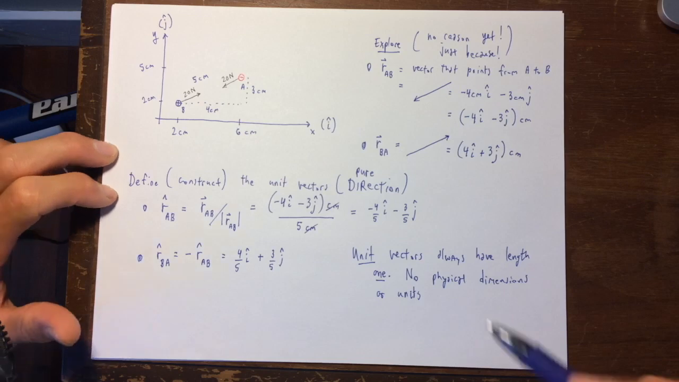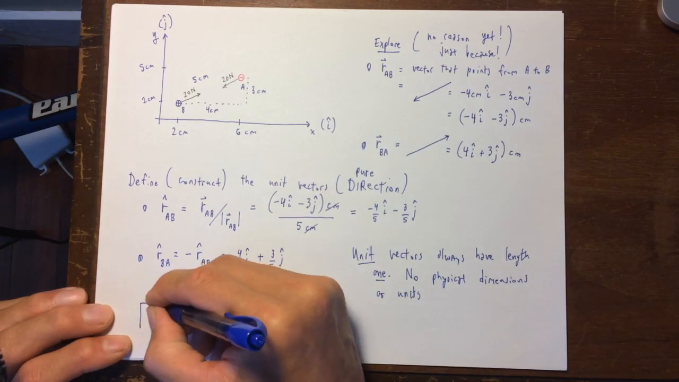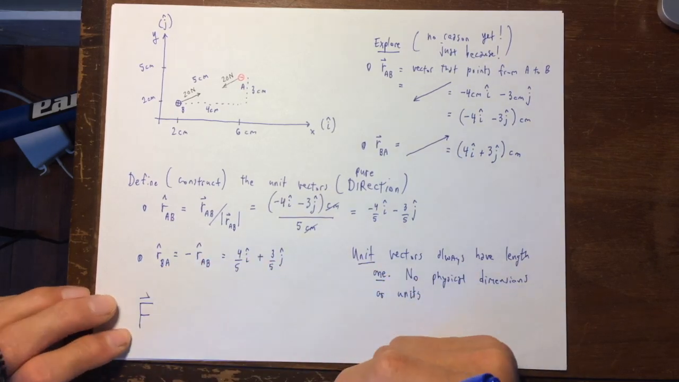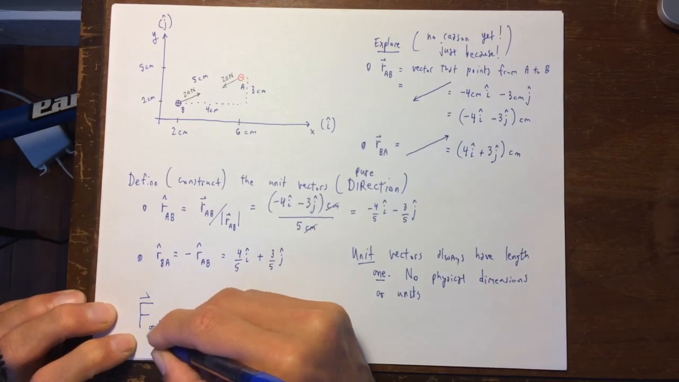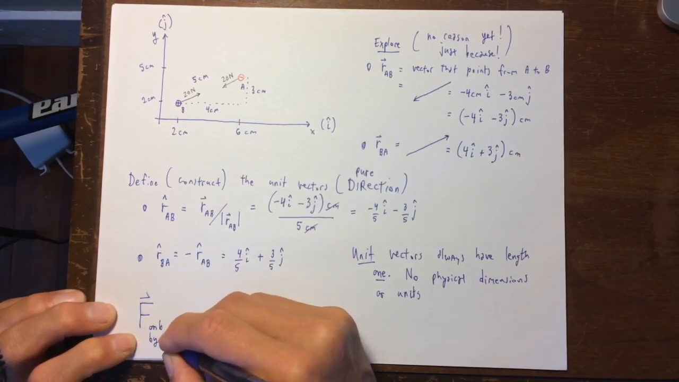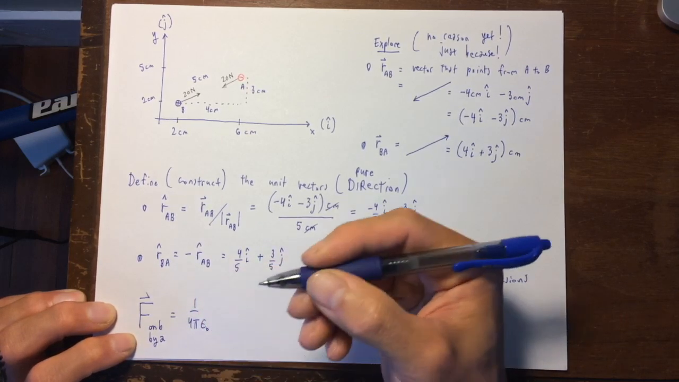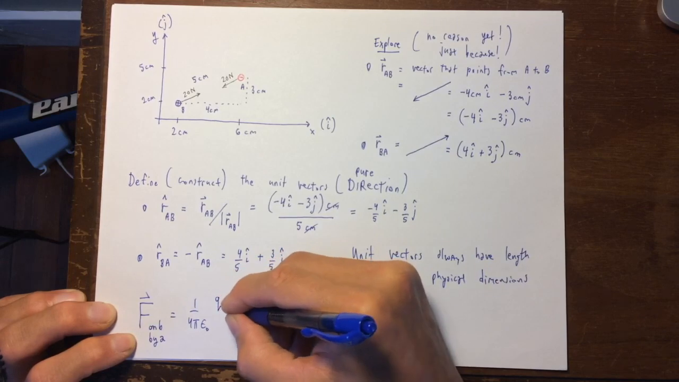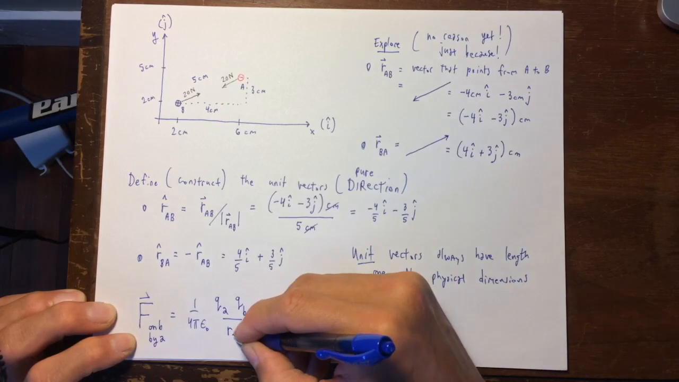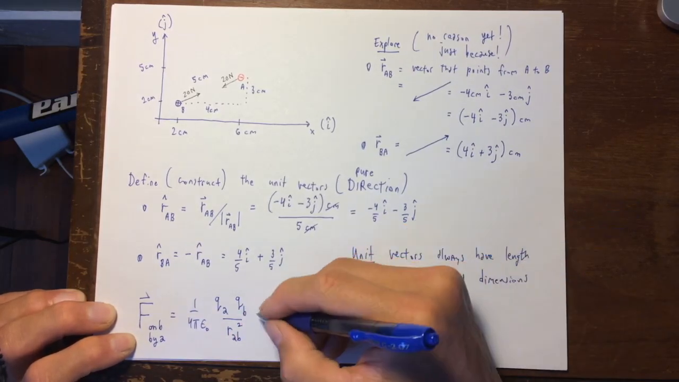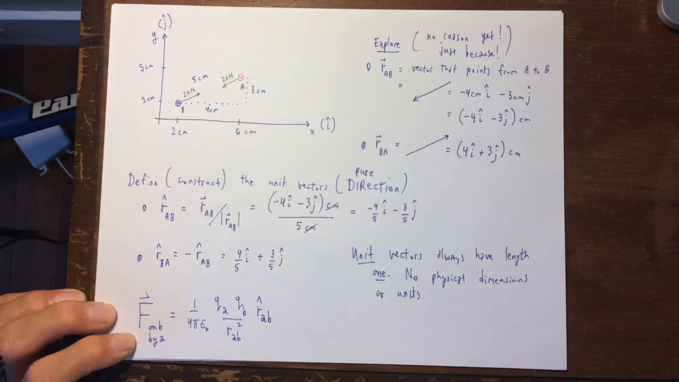It's just direction information. Okay, so the reason I bring this up is because of the expression that I wrote in the lecture notes. It says that the force on charge B by charge A equals 1 over 4 pi epsilon 0, times the charge of A times the charge of B, divided by the distance between A and B squared, multiplied by the unit vector that points from A to B.